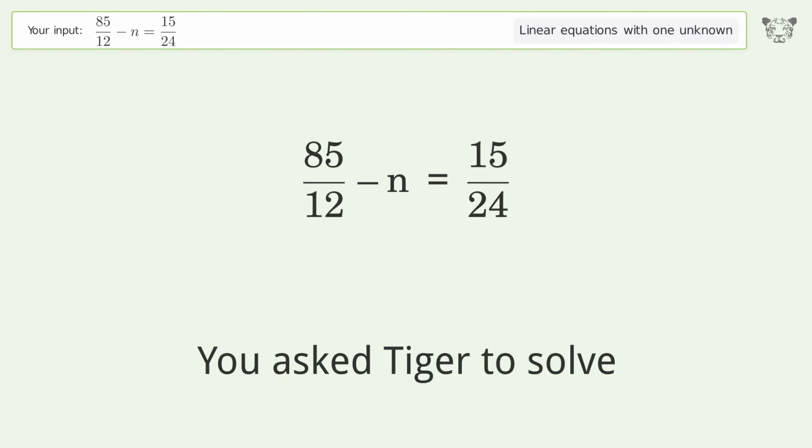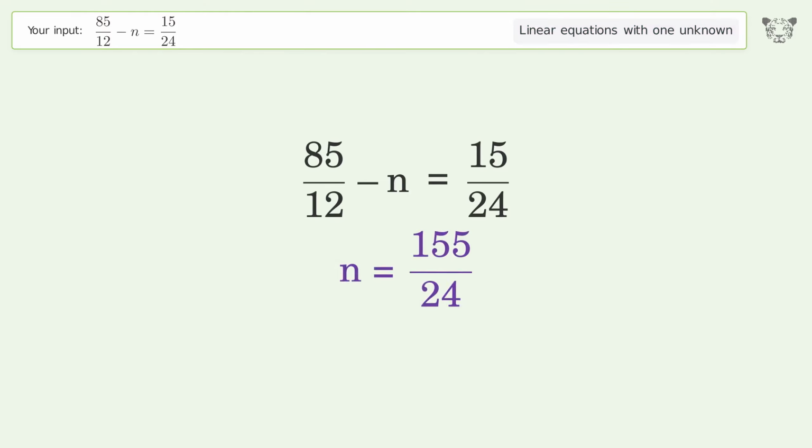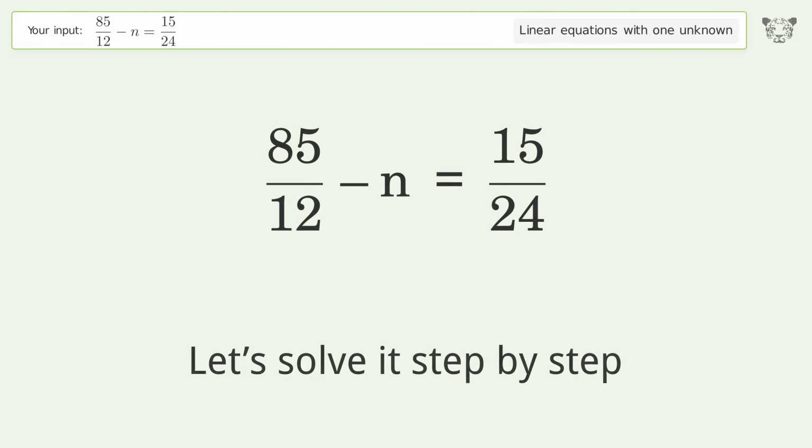You ask Tiger to solve. This deals with linear equations with one unknown. The final result is n equals 155/24. Let's solve it step by step.